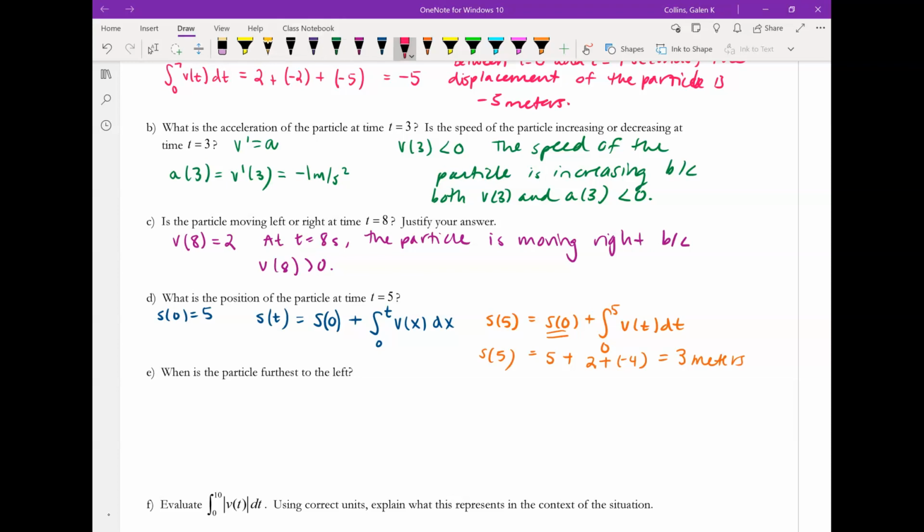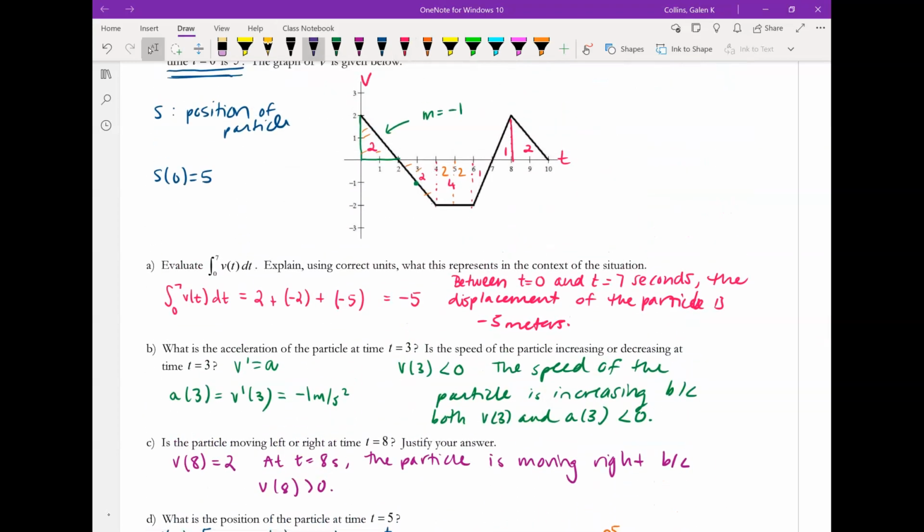All right, then part E, when is the particle furthest to the left? So this is really asking us, what is the absolute minimum position? So we need to treat this like an absolute min, absolute max question. And if I'm finding the absolute minimum value of S, I need to consider its critical values and the endpoints of the domain of the interval I'm looking at. So to get the critical values, I need to make a connection between S prime and V. So the derivative of S is V. So for the critical values, I'm really looking for where V equals 0.